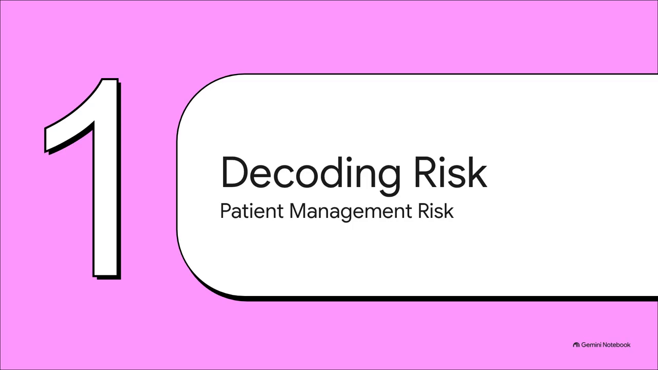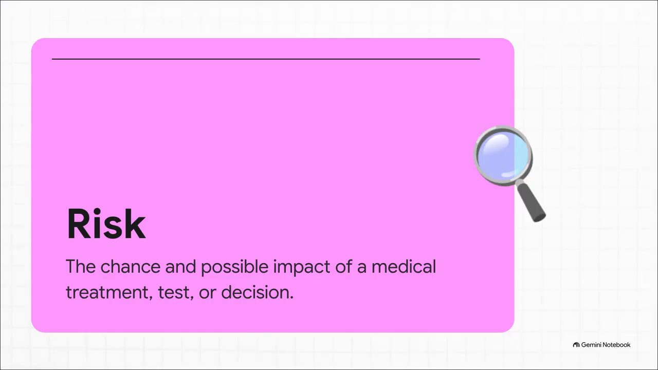Section 1. Decoding patient management risk. So when we talk about risk in the context of E&M coding, we're really looking at two very specific things: the probability of an event happening and the severity of the consequences if it actually does happen. As the guidelines clearly state, a low probability of death still counts as high risk purely because the outcome is so severe. Right? On the flip side, a high chance of a minor self-limited adverse effect might only be considered low risk.